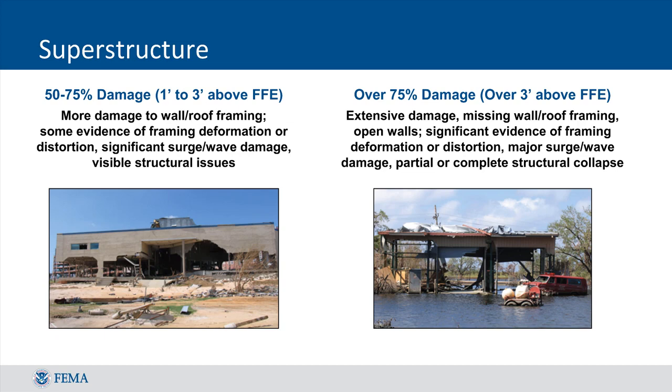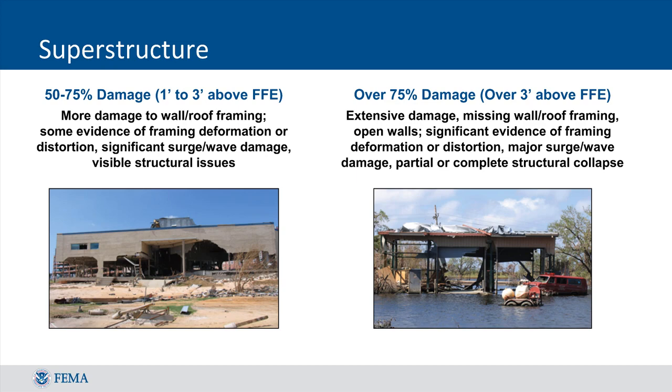You can see that several of the walls have been ripped off and the integrity of the structure is probably in question. There may also be some evidence of frame deformation and other visible structural issues, even though the structure may still be standing. Damage over 75% often entails the partial or full collapse of a structure, and it will be evident that there is extensive damage due to missing or open walls and severe frame deformation.